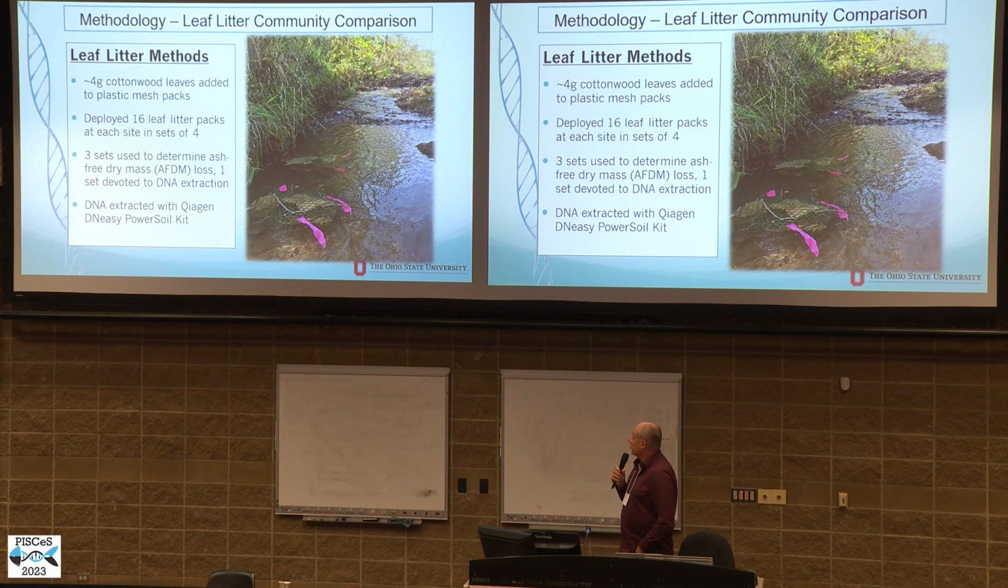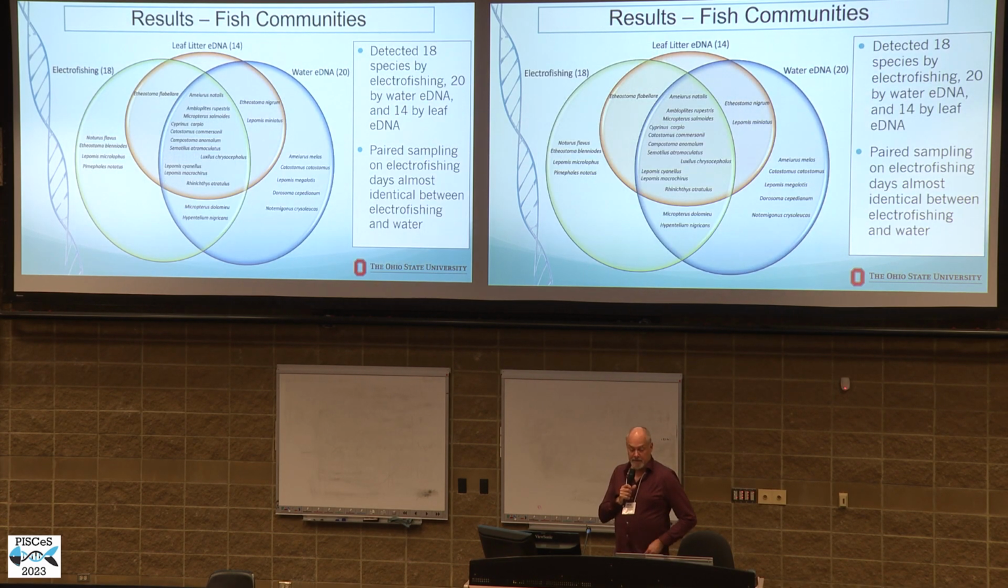The leaf litter bags were made of plastic meshing. You can see them there in the stream with 4 grams of cotton leaves packed in there. There were 16 of these at each site, and so we sampled 4 at each sampling time. So 3 for looking at the litter decomposition, measuring the ash-free dry mass of the leaves when we took them out, and then extracted 1 of these litter bags for eDNA.